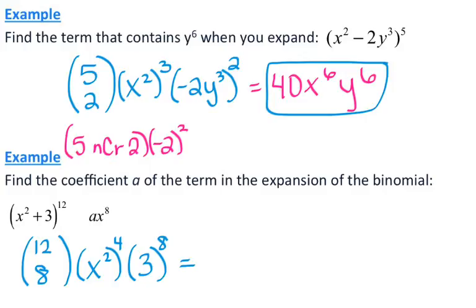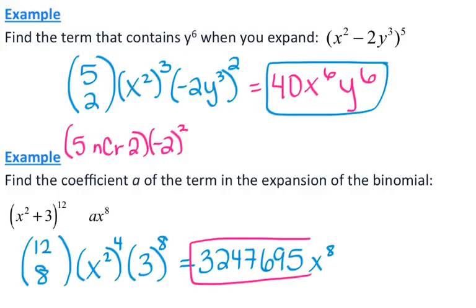I'm going to take this and put it into my calculator. So now I'm doing 12 choose 8, and then I'm multiplying it by 3 to the 8th. Oh, it gives you a very large number, but that's okay. So that's 3,247,695 x to the 8th. And this particular problem was just looking for the coefficient. So there's your coefficient. All right, so that finally concludes all of your notes for the binomial theorem.